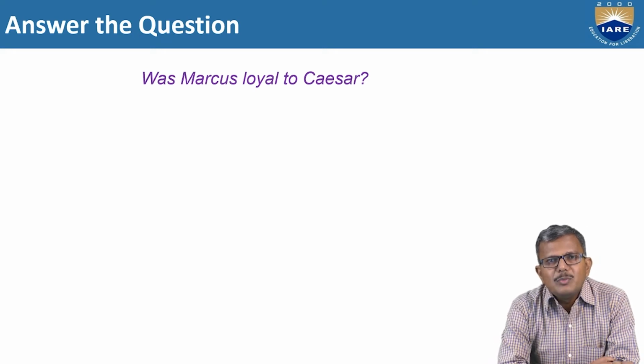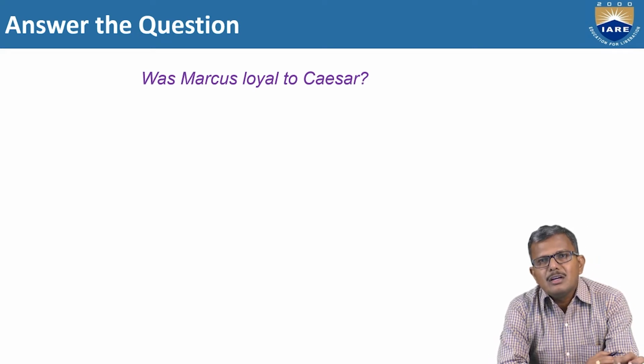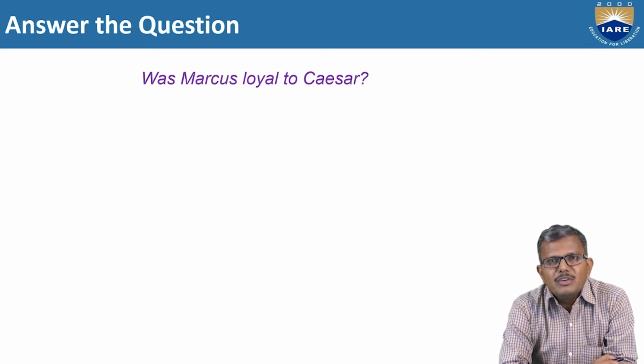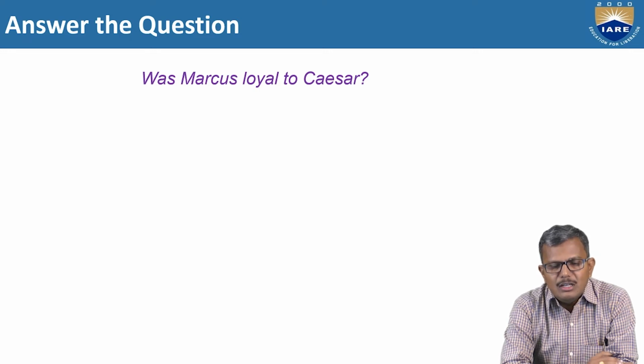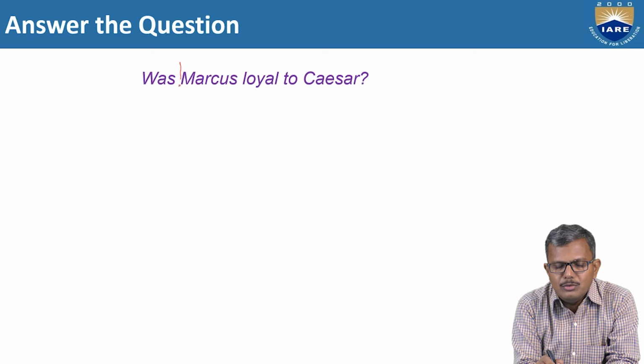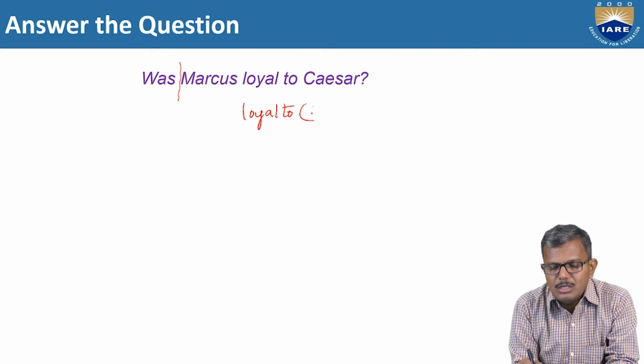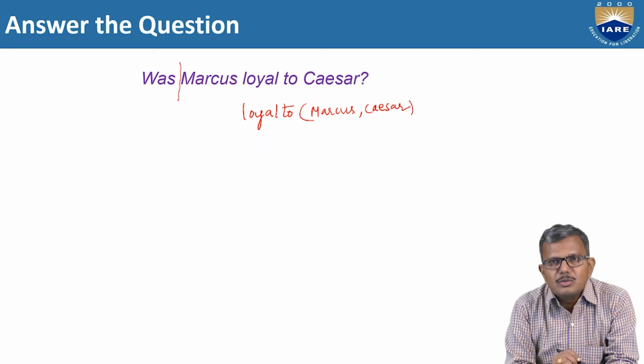Now with these representations, sometimes a conclusion, an inference, will be given to you. Here the inference is: was Marcus loyal to Caesar? If you skip the earlier statements for the time being, you can simply represent the statement as loyal to. Who is loyal to whom? Marcus is loyal to Caesar. Like this you can represent it.